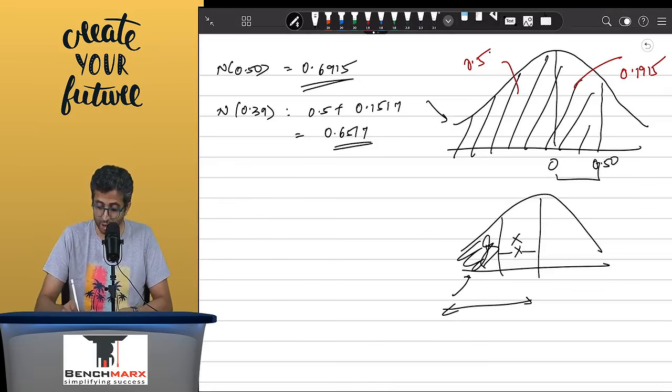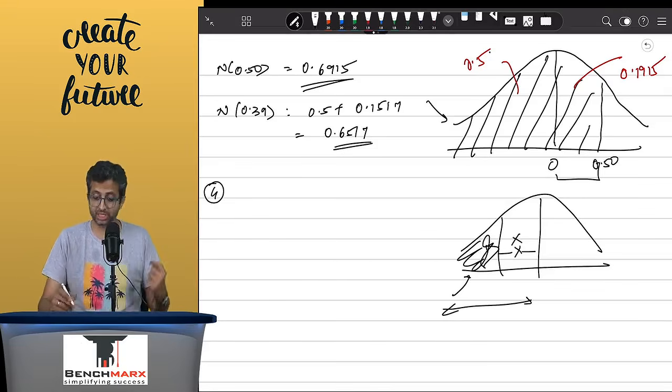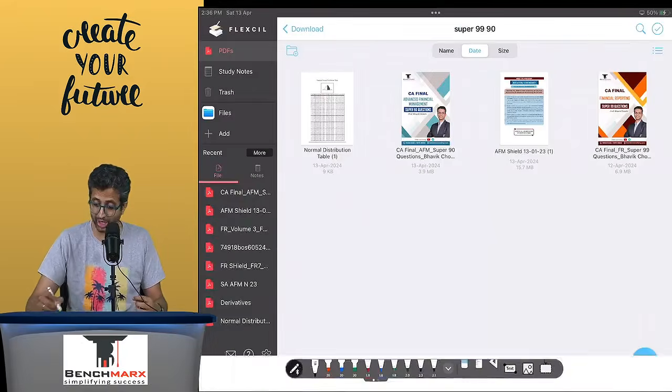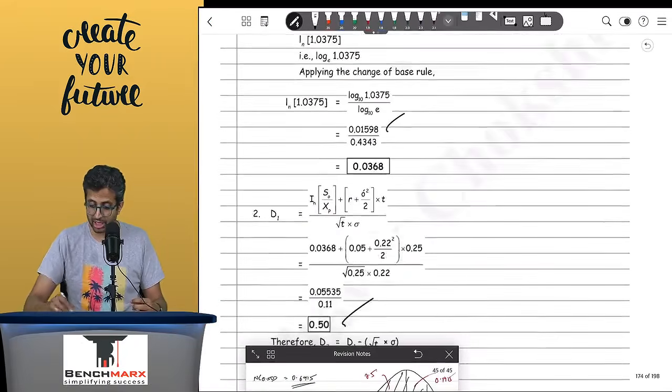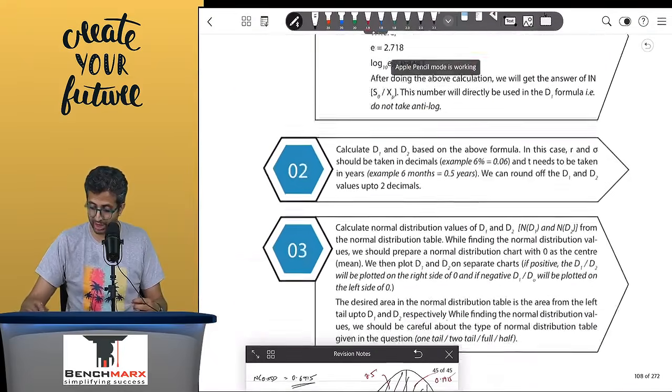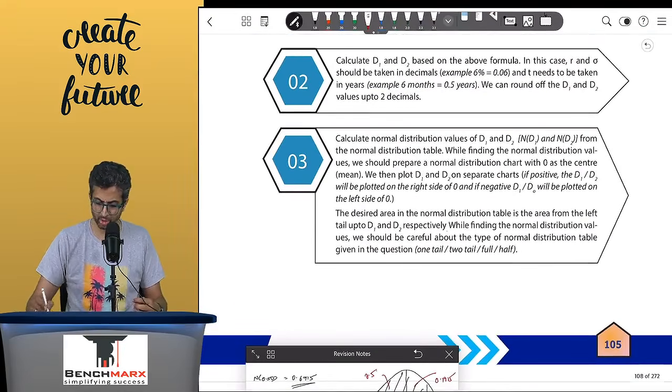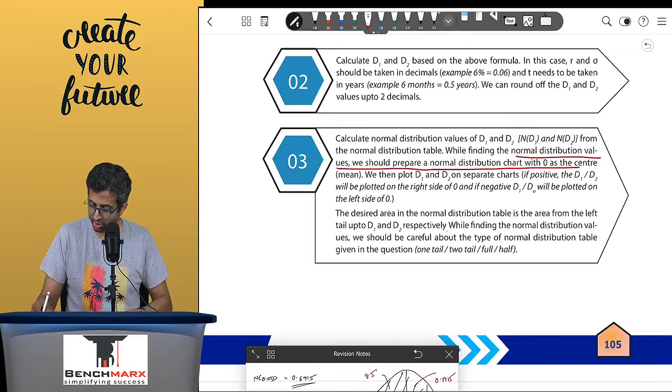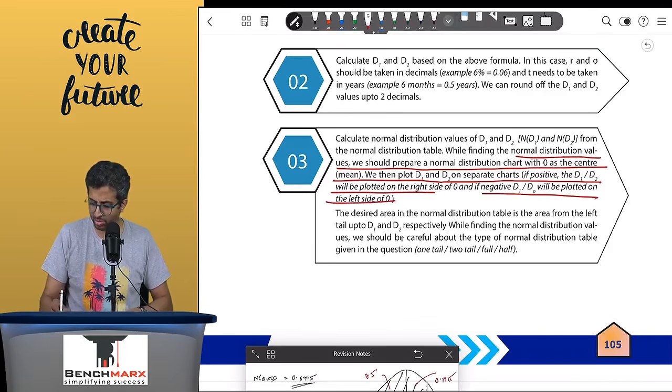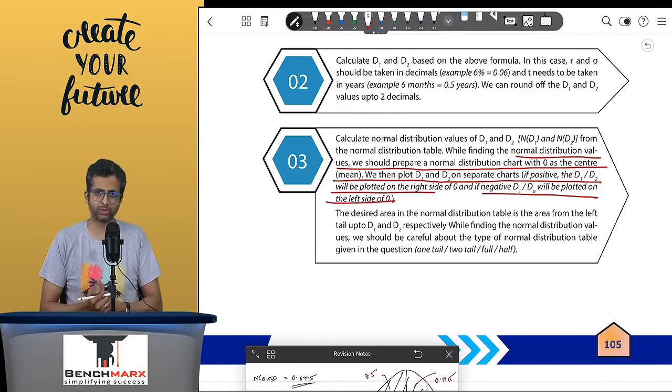So your step number 3 will be the normal distribution values. While finding the normal distribution values, we should prepare a normal distribution chart with 0 as a center. We plot D1, D2 on separate charts. If positive, D1, D2 will be plotted on the right. If negative, they will be plotted on the left, and accordingly you will try to figure out the value.